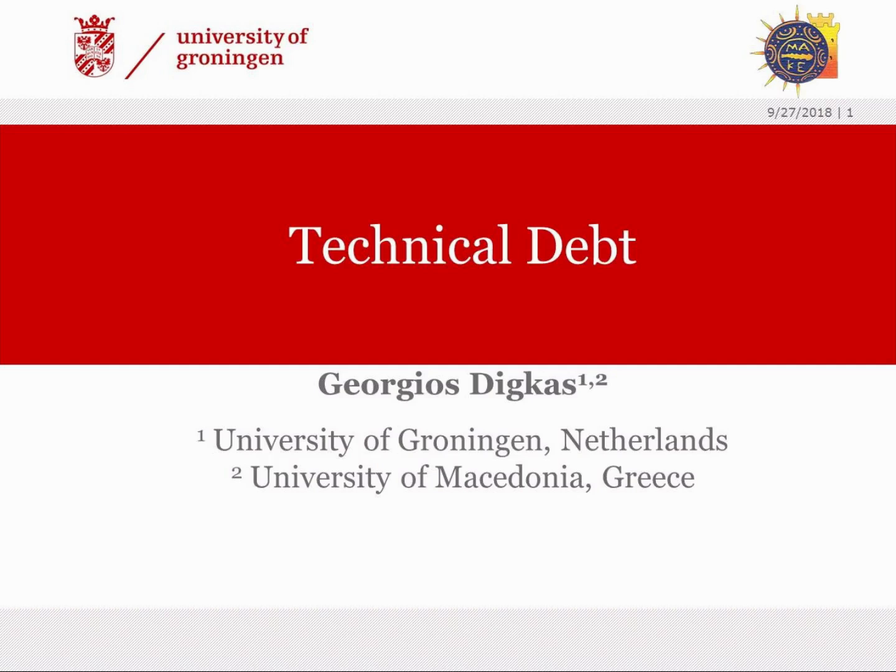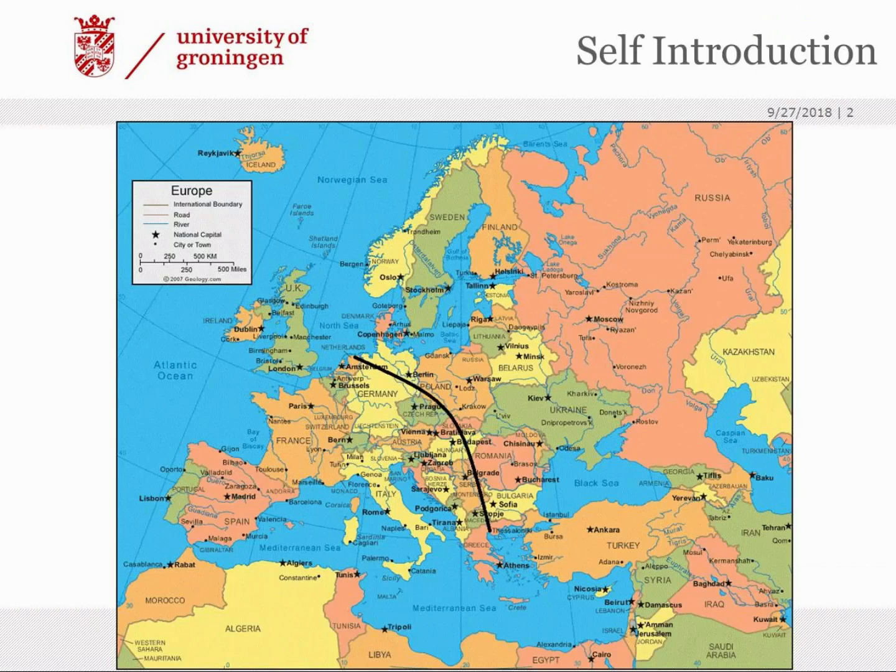I'm currently a PhD student at the University of Groningen and the University of Macedonia. So I studied in Greece. I did my bachelor and my master there, and then I moved to the Netherlands, to the north, where there's one small village called Groningen, in order to start my PhD. I spent the first 2 years there, and now I'm back in Greece for my second 2 years.